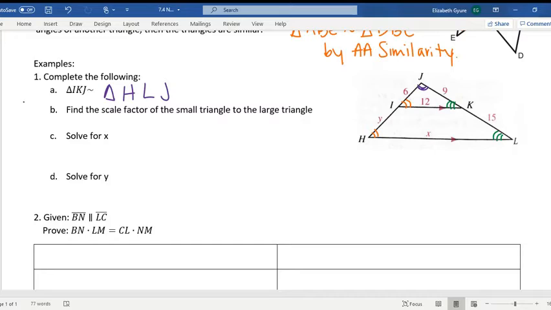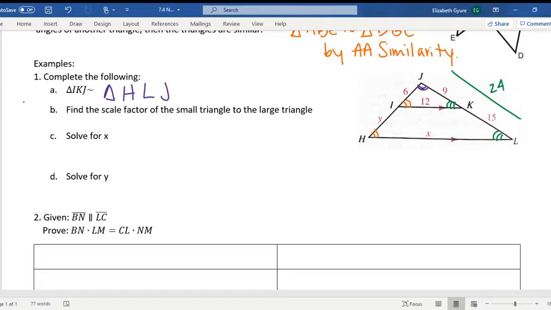Next part says find the scale factor of the small triangle to the large triangle. So remember, scale factor, you take your set of corresponding sides and write their measures as a ratio. First of all, we need two side lengths that we actually know. So take a look at what matches up. Like 12 goes with X, we don't know that. 6 would have to go with this entire side length, which we don't know because we don't know Y. And then 9 would have to go with this entire side length, which would have to be 24.